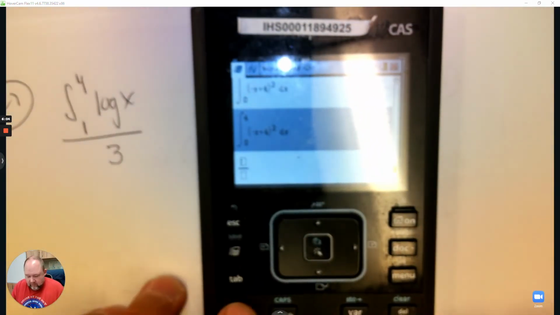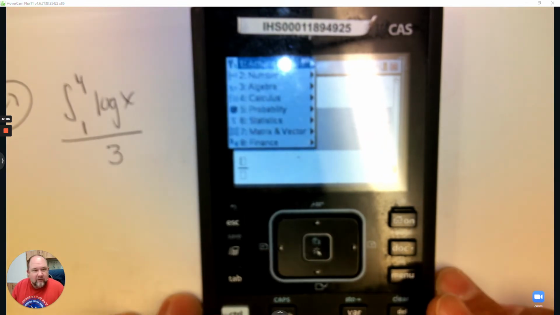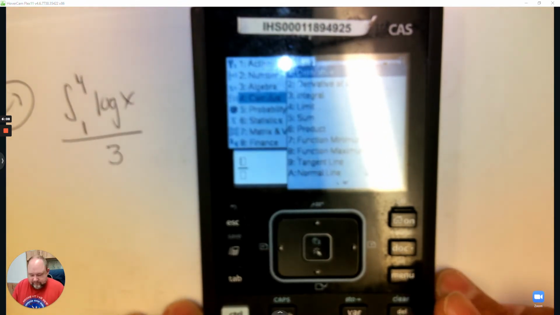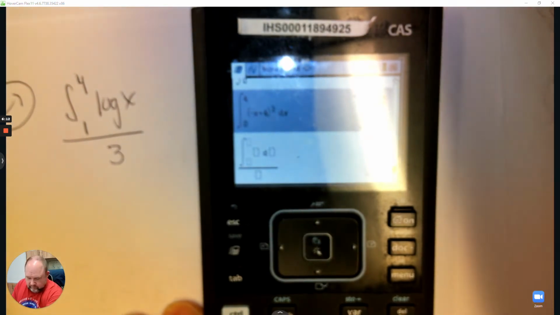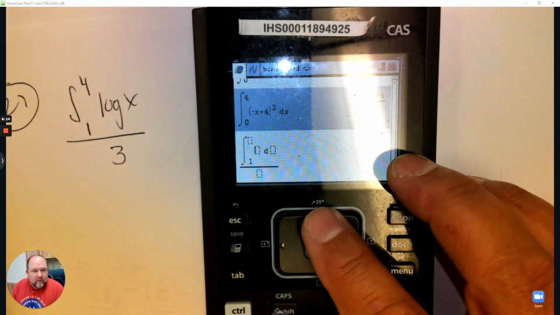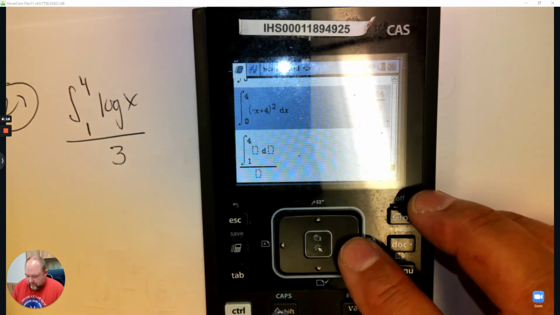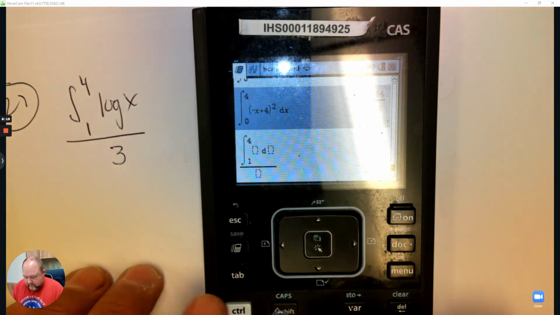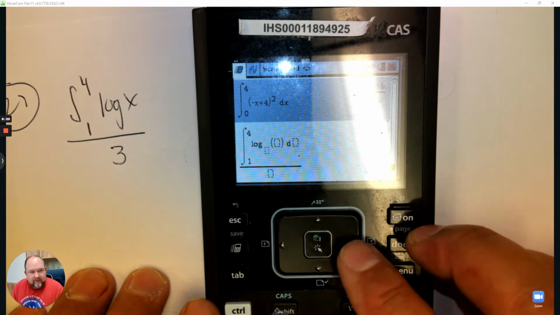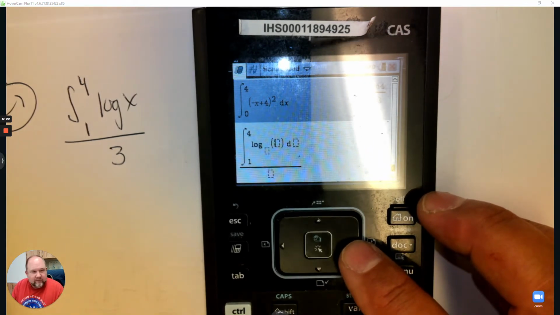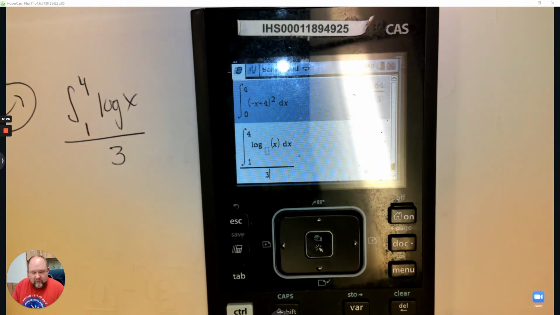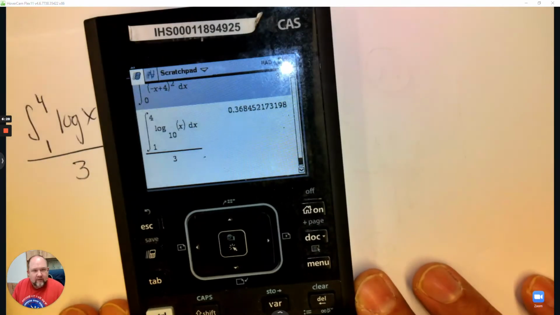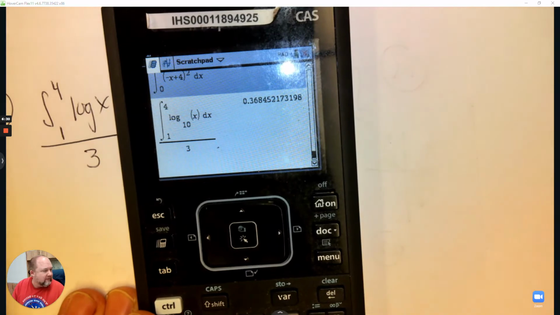All right, so find the average value for number 27. To find average value, that's an integration question. From 1 to 4, and then divide by the difference of the bounds. So that's what I'm going to put in my calculator. I'm going to divide sign, then menu, calculus, integrate. It's going to go from 1 to 4, and it's log. Leave that empty, just x. And then in the denominator, the difference of the bounds, control enter, and I get 0.368.